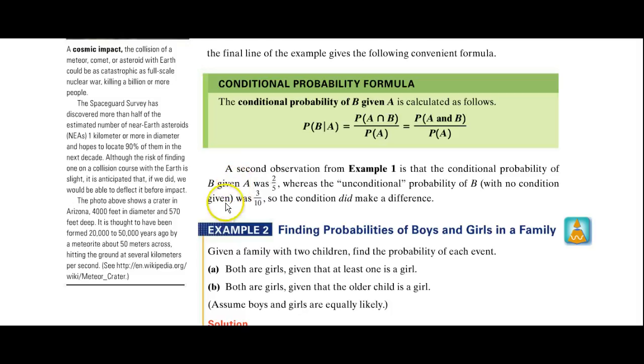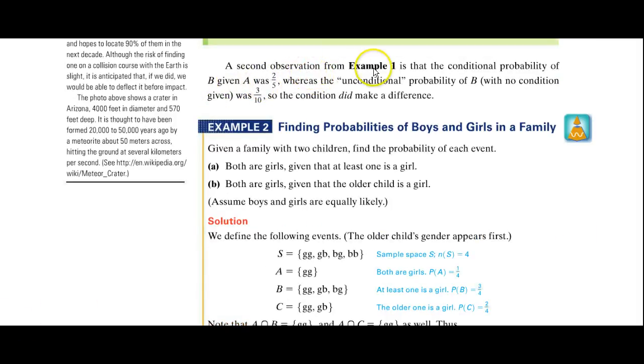We're going to give a second example now. So a second observation from example 1 is that the conditional probability of B given A was 2/5, whereas the unconditional probability of B, with no conditions given, was 3/10. So the condition did make a difference. Let's go on to example 2.